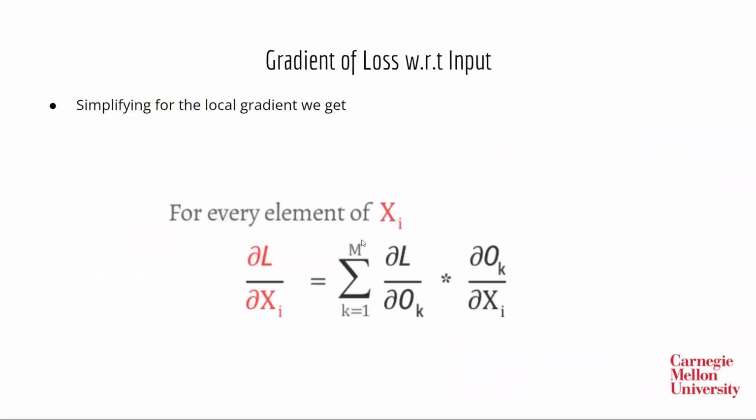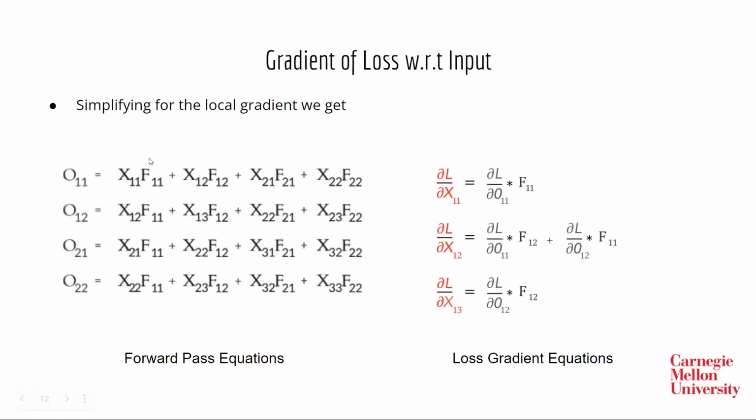Now we'll see the gradient of loss with respect to input. We again have the same formula. We have to find the gradient of loss with respect to every single input. For a particular input, it's going to be the gradient of loss with respect to one output multiplied by the gradient of that output with respect to that particular input, and then you sum it over all the possible outputs. We had these forward pass equations, and we have a total of 9 inputs, X11 through X33. So we'll have to find the gradient of loss with respect to all of these inputs, so there'll be a total of 9 equations.